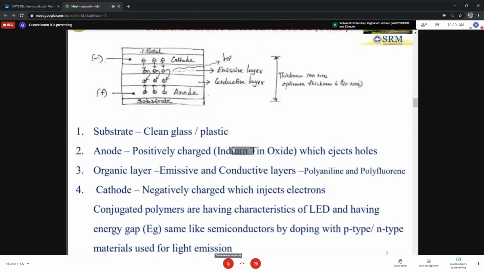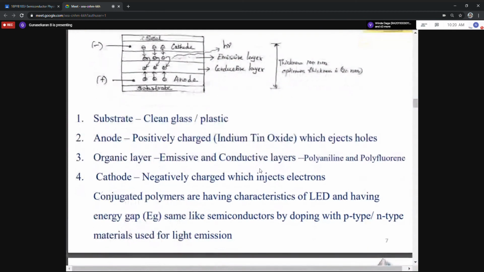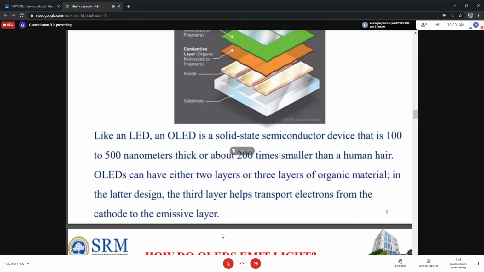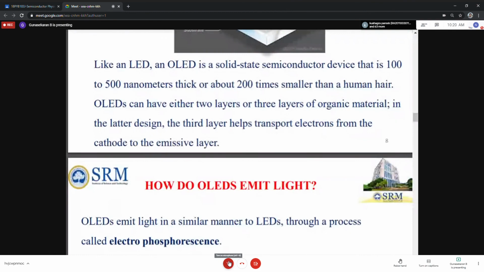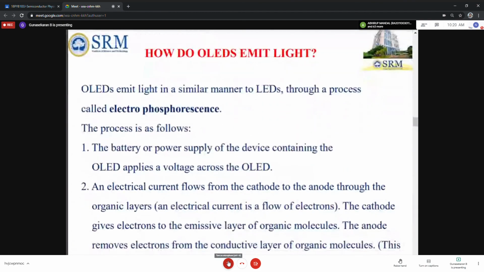Now I am going to explain how the OLED emits light radiation. That is our next concept. I will explain one by one. See here, first, how the OLED emits light radiation. Then you will see the different types of OLED.